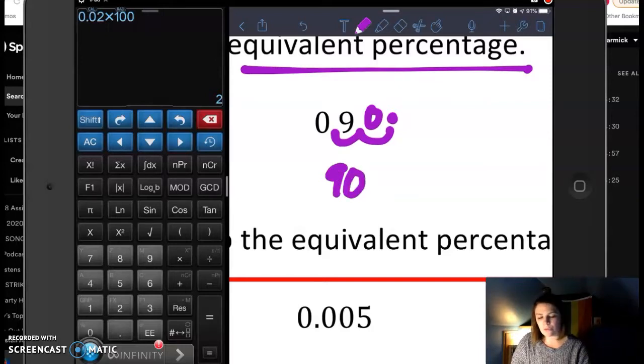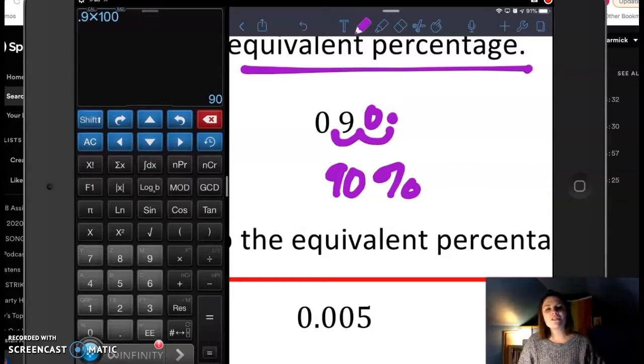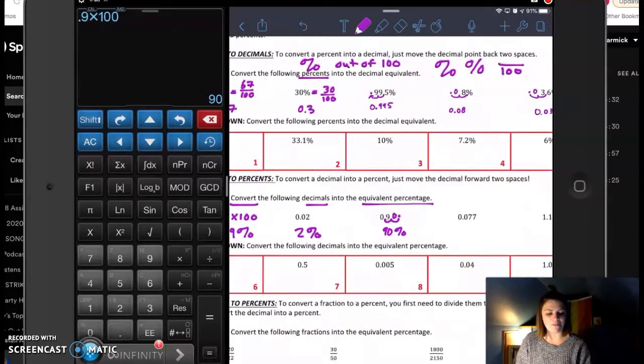And if you ever get to a point where you're like, I think I did it right, I'm not sure, you can always check by multiplying by 100 and you get 90. When you put your answers into the puzzle piece, don't put the percent symbol because it's already provided for you.